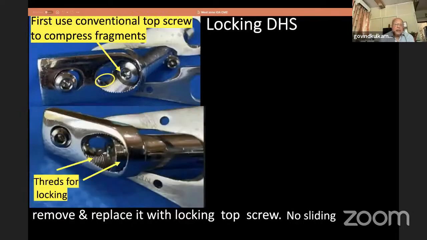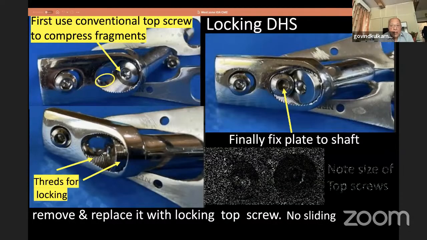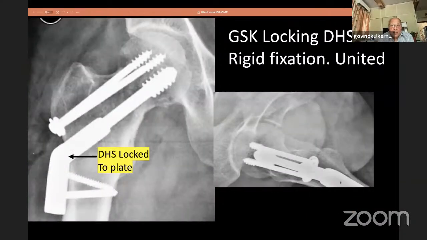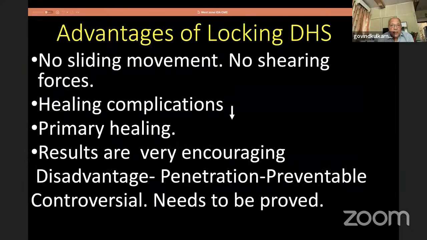You first compress the fragment, remove the conventional screw, and then replace it with the locking screw. Now, this is a male aged 30, good bone stock, no displacement, ideal for GSK locking. And this is the locking system that we have used, and the fracture has united.